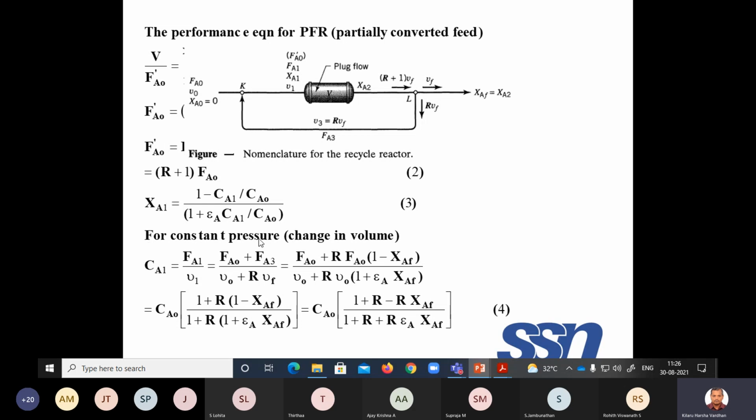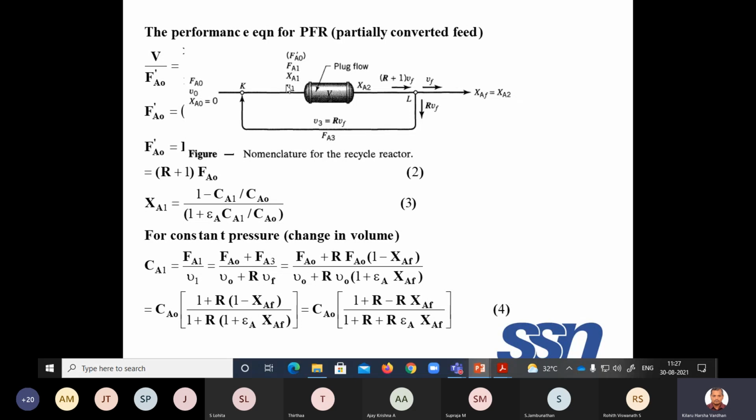For a constant pressure, that is, change in volume, especially for gas phase reactions, let us write CA1. We know that CA1 we can write as FA1 divided by V1, that is the molar flow rate divided by the volumetric flow rate. Right? So this is the formula: CA1 is FA1 by V1. What is FA1? FA1 is nothing but FA naught plus FA3. This plus this will give you FA1, right? So FA3 divided by V1.